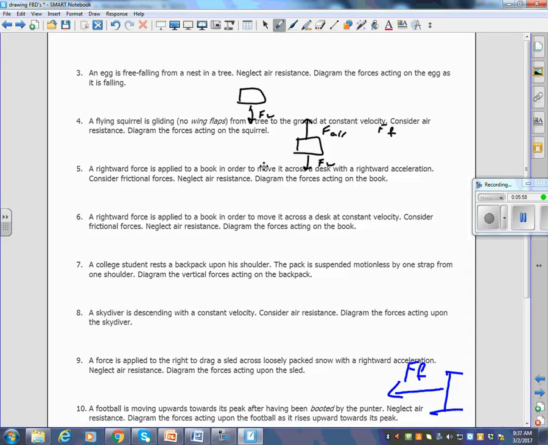Some people might say the flying squirrel is moving to the right, and there's some air resistance this way, so you might have to actually put something like that. It depends on the situation.